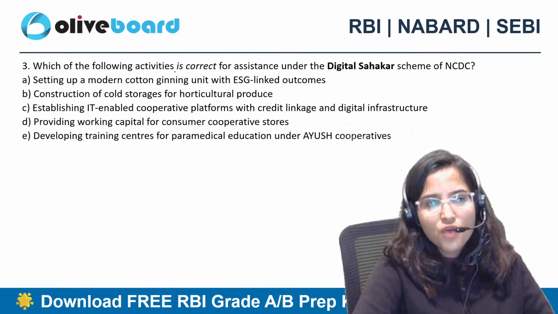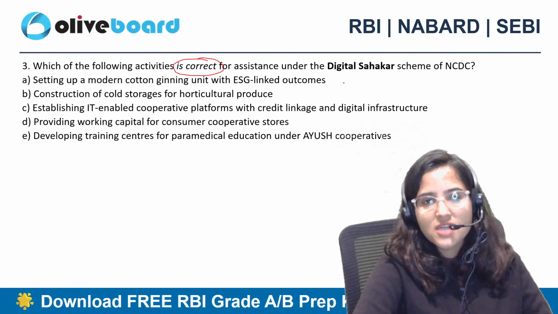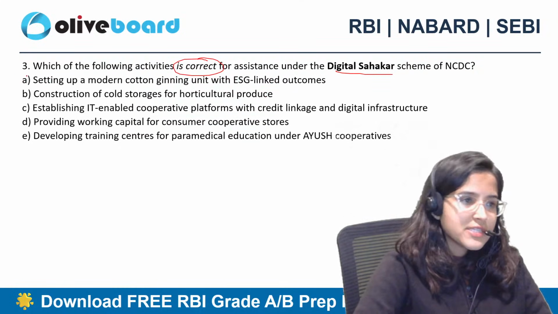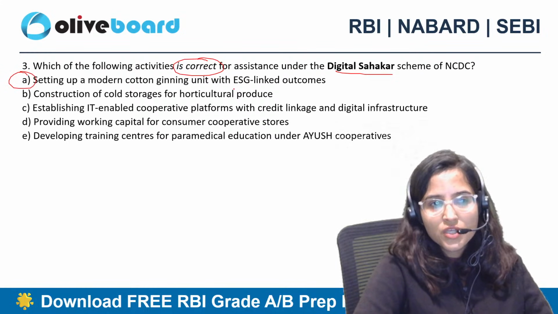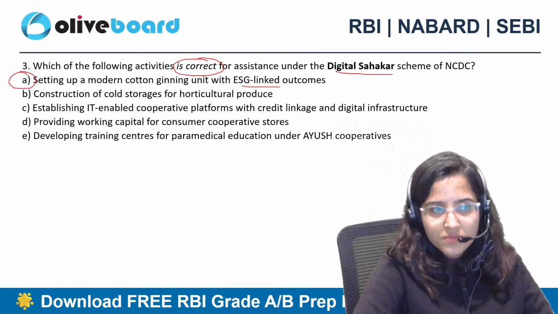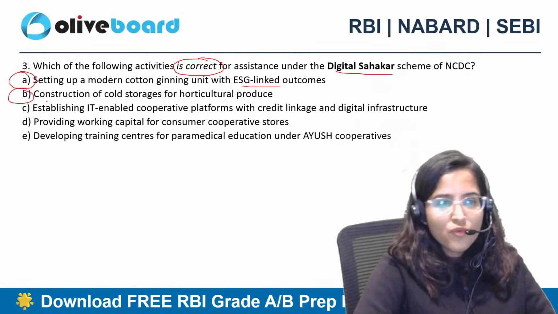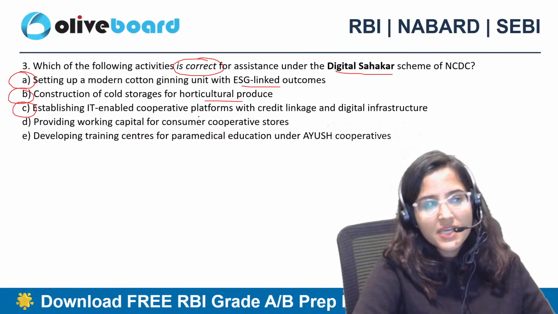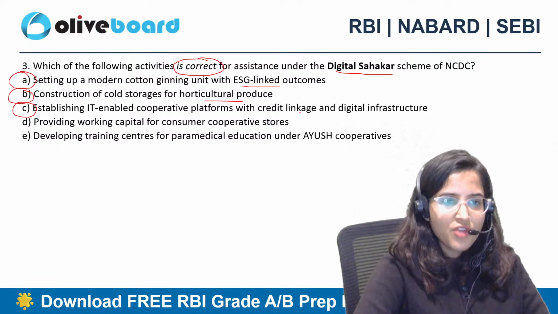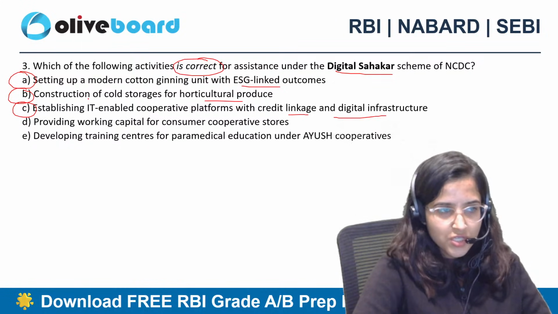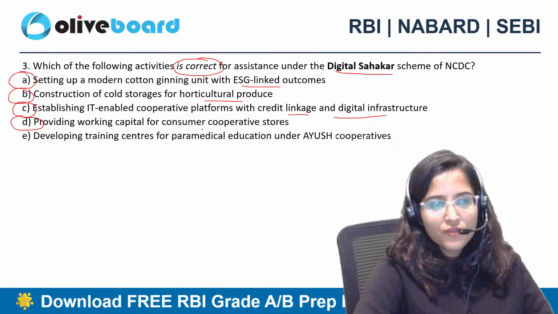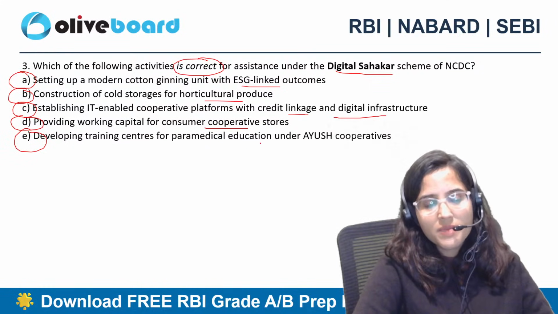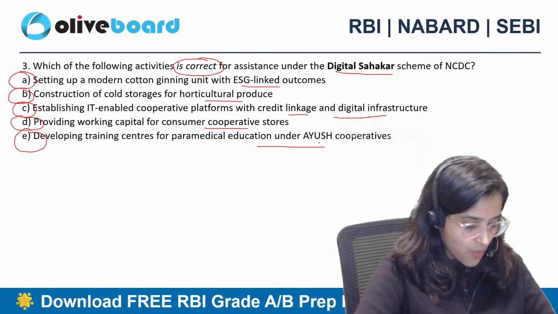Third question: which of the following activities is correct for assistance under the Digital Sahakar scheme of NCDC? A. Setting up a modern cotton ginning unit with ESG linked outcomes. B. Construction of cold storages for horticultural produce. C. Establishing IT-enabled cooperative platforms with credit linkage and digital infrastructure. D. Providing working capital for consumer cooperative stores. E. Developing training centers for paramedical education under Ayush cooperatives.